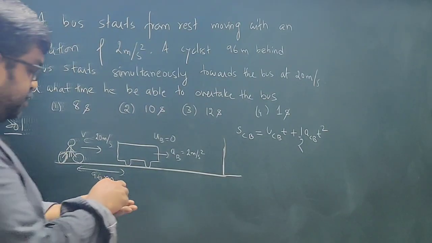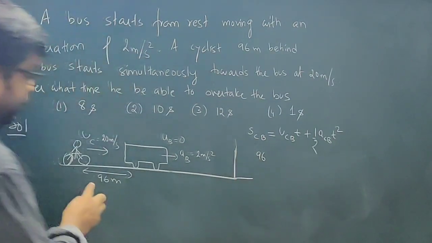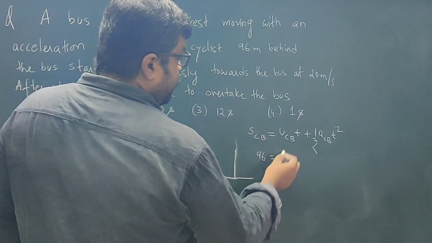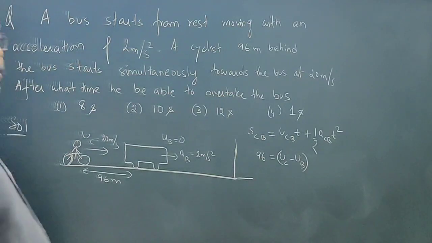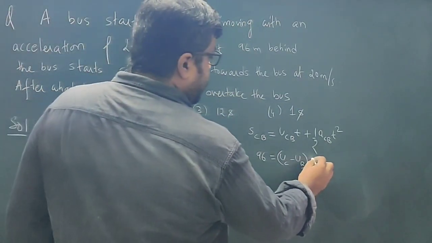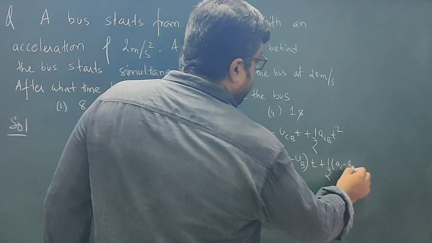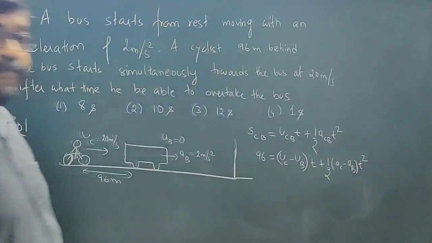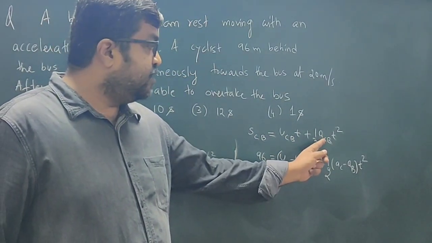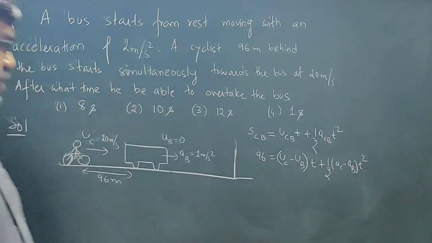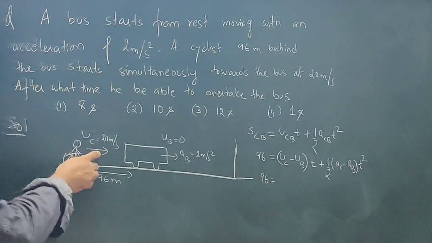will be 96 meter, isn't it? So you write this as, SCB will be 96 meter is equal to UC minus UB. SCB is (UC minus UB) into T plus half (AC minus AB) into T square. This is the initial velocity of the cyclist with respect to the bus, UC minus UB, and the acceleration of the cyclist with respect to the bus, AC minus AB. Correct? So 96 is equal to UC is 20.